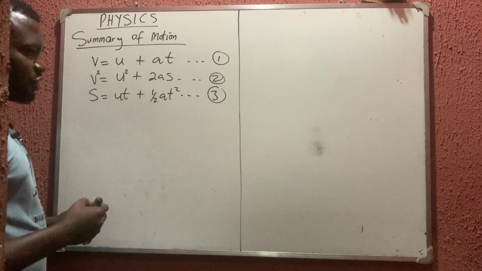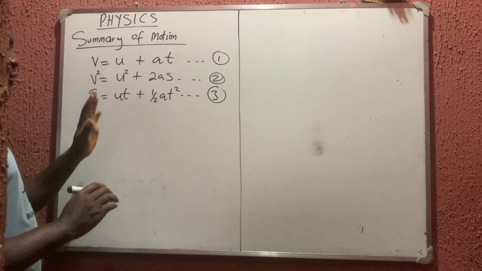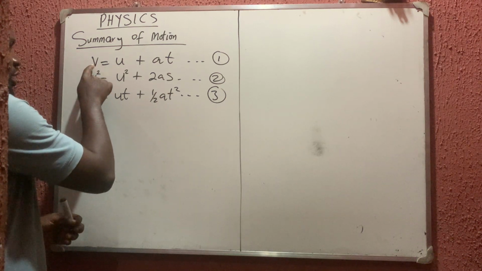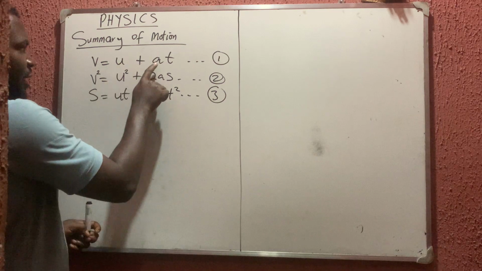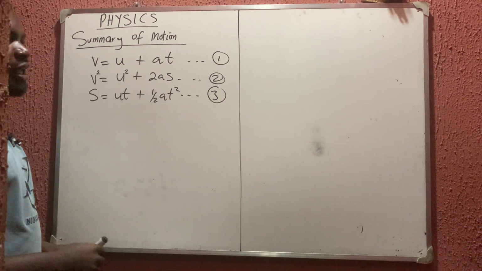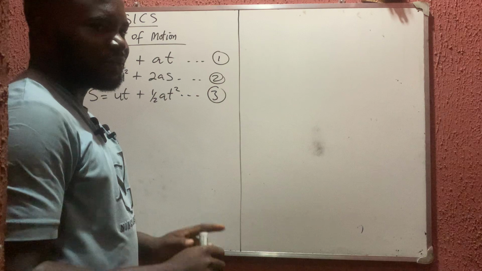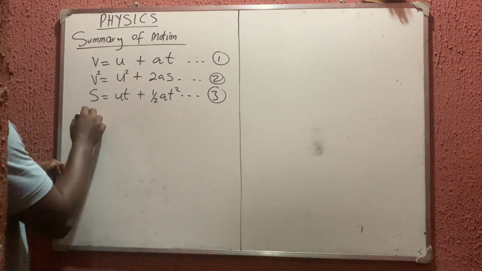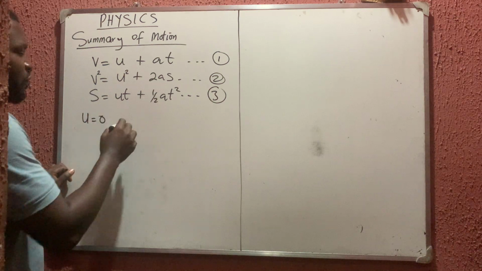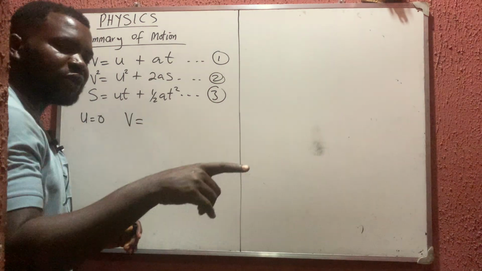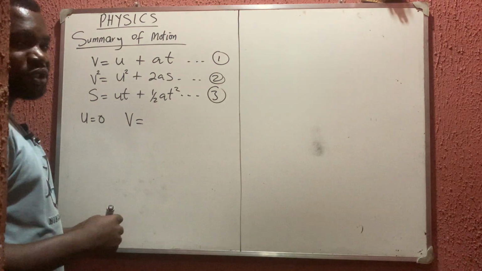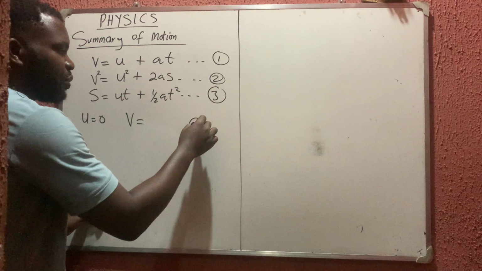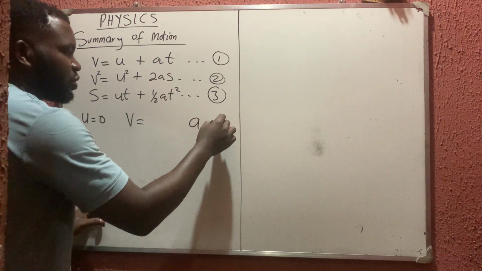Now the next thing you need to know is retardation. Let me explain these three things, which are very, very important: initial velocity, final velocity, and acceleration. Once you hear that a body starts from rest, the body is already at rest, your u initial velocity must be 0, while your final velocity will be the velocity given to you. And anytime a body starts from rest, it means that acceleration must be positive.